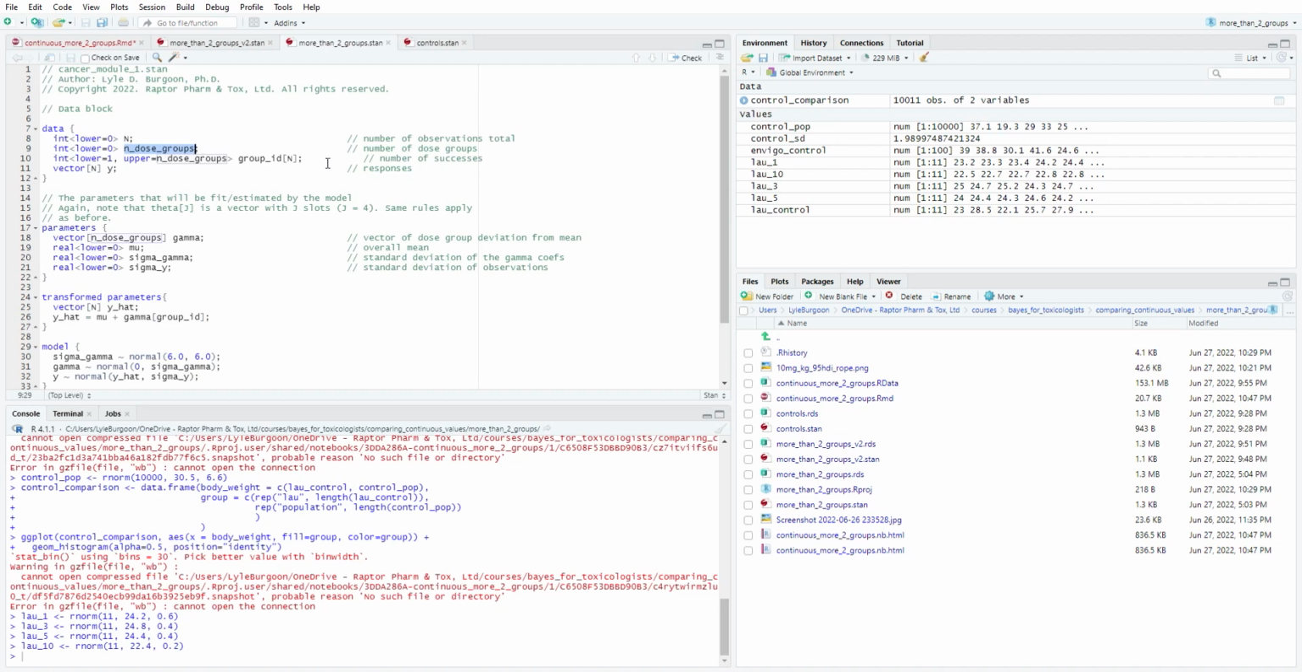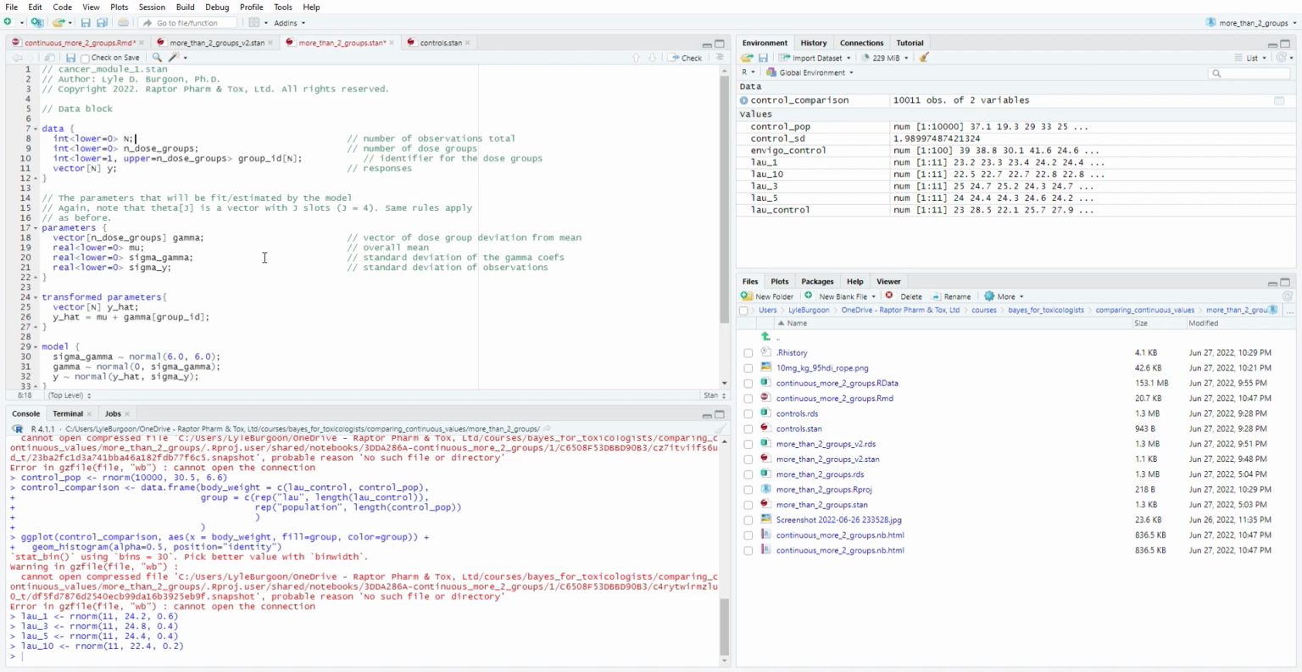We've got... me not updating my documentation. Shame on me, shame on me. This one here, group ID, is the identifier for the dose group. So basically what we're doing is we're bringing in lots of data and we need to be able to tell Stan which measurements are in the same dose group. So that's what this does. And we'll talk about that more on the other side. Y is our responses as per usual. Again, it is a vector of size N, right?